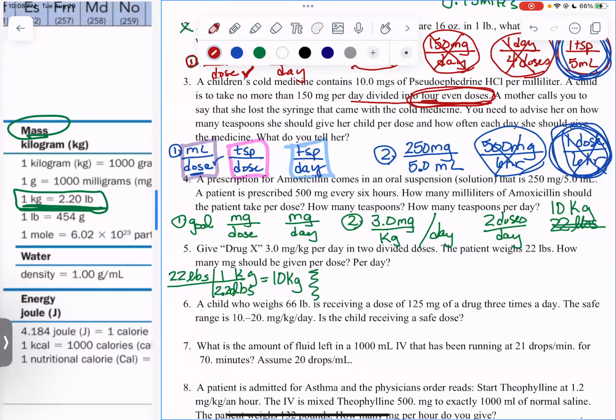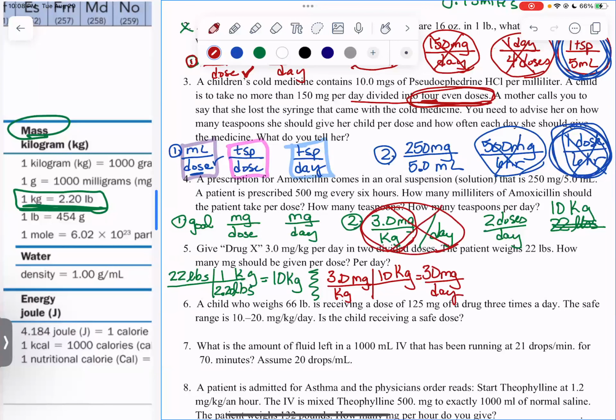So I'm going to start with whatever the doctor prescribed. The doctor told me to give this person 3.0 milligrams per kilogram. So I need to say, how much does the person get? In order to do that, I have to multiply by however much they weigh. So if it's 3 milligrams per kilogram and they weigh 10 kilograms, that is 30 milligrams of medicine that person should be getting. And they told us that they should get that amount each day. So that should be 30 milligrams per day.